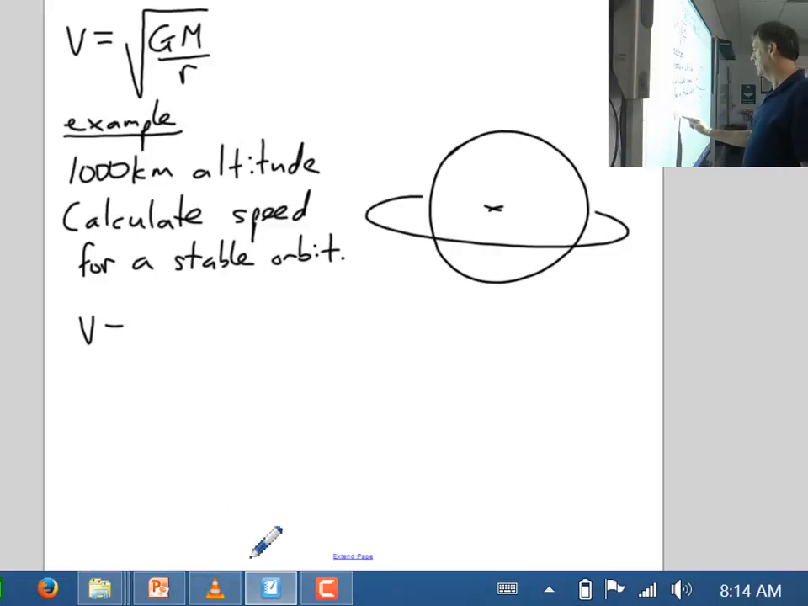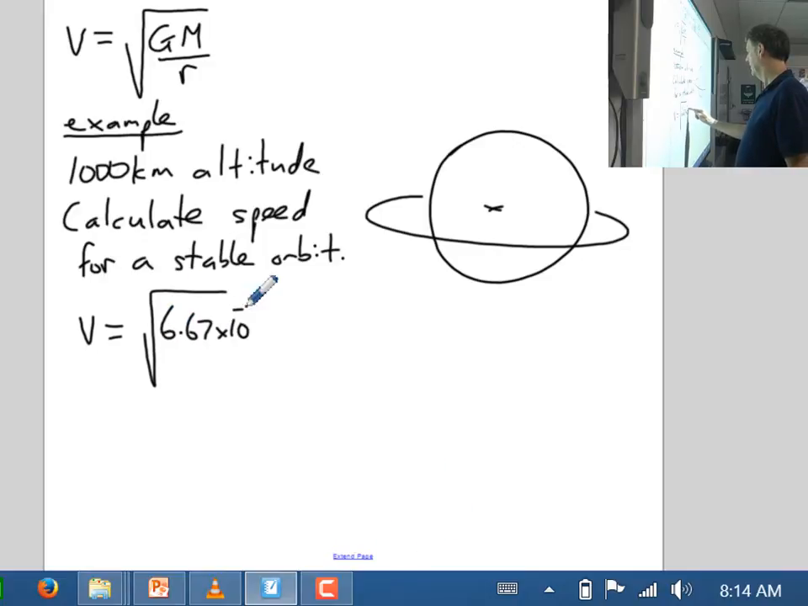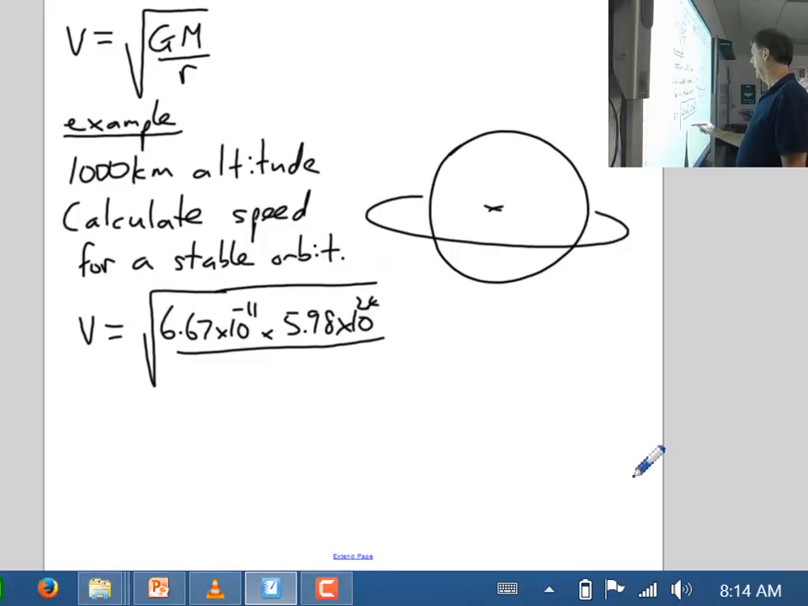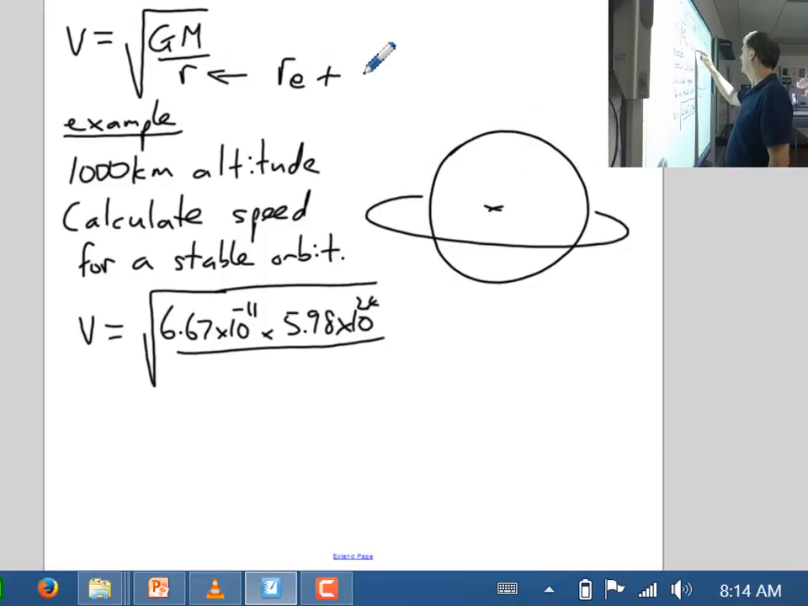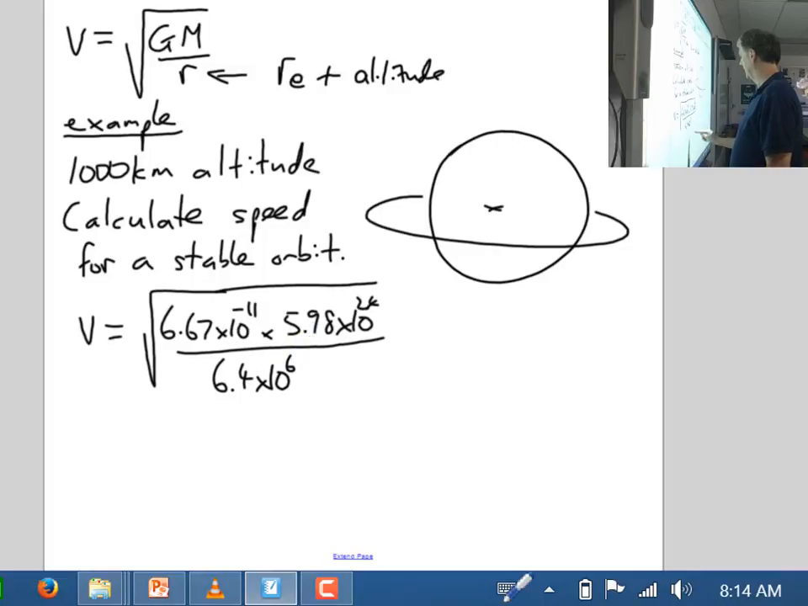So velocity is equal to the square root of 6.67 by 10 to the minus 11 for gravity, times the mass of the Earth, which you can look up, I think it's 5.98 by 10 to the 24 on the formula sheet. And you've got to square root the whole thing. Now at the bottom here, this is where people get it wrong, that radius there has to be the radius of the Earth plus the actual altitude, the height above the Earth's surface. So the radius of the Earth, if you look that up, is about 6.4 by 10 to the 6. There may actually be more significant figures than that.